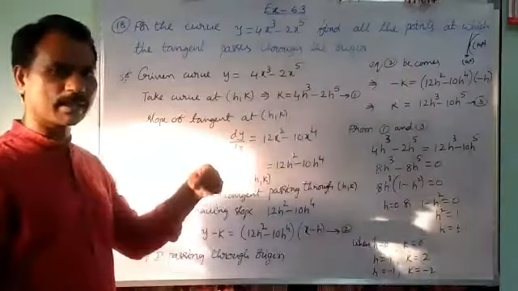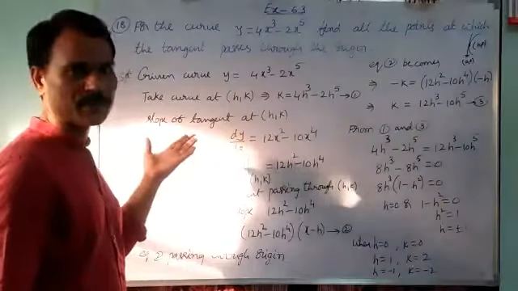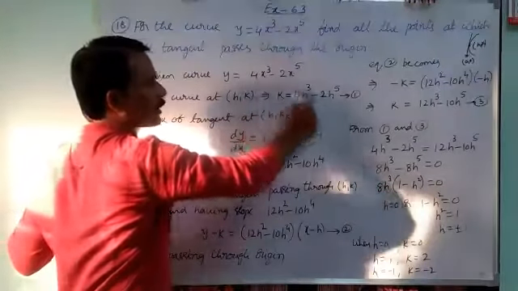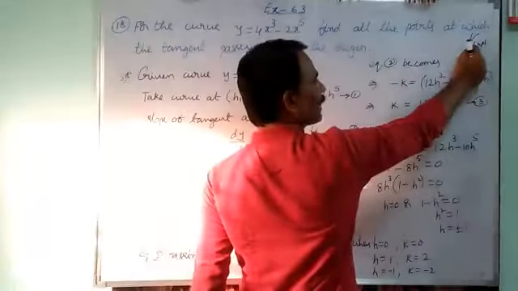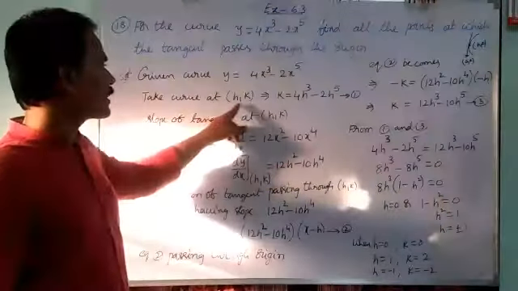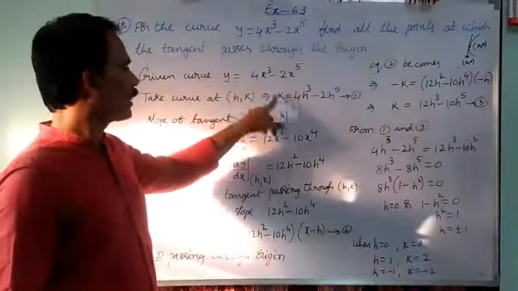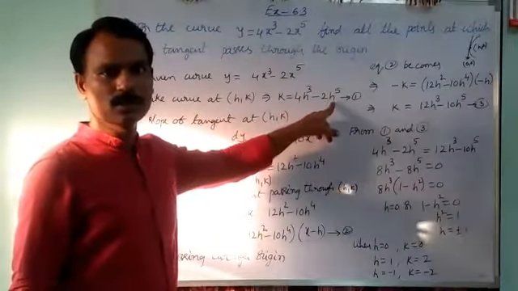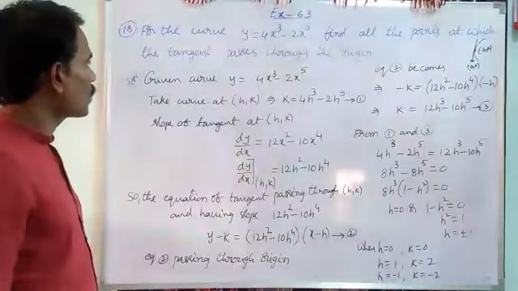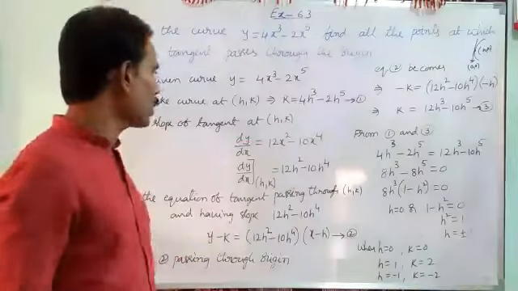I made a mistake in that last explanation, so I can correct it, guys, by observing this video. What do you do? Given the curve 4x cube minus 2x to the power of 5, it is passing through h comma k at the tangent point. So h comma k means the function is in terms of h and k: k is equal to 4h cube minus 2h to the power of 5. So the curve considered at h comma k, you will get the equation.